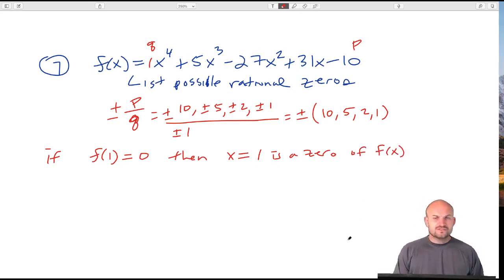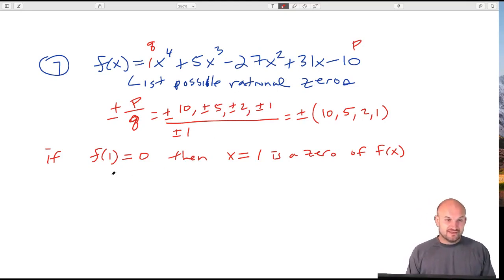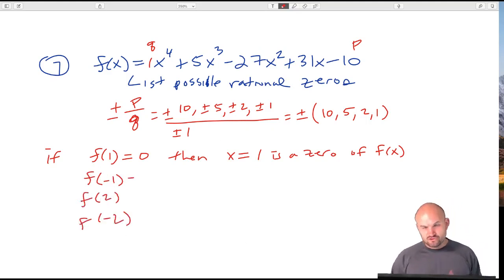Yeah. So basically what we would do in this case is list all the possible rational zeros. You plug in f of 1, so you plug in 1 for all of these x's. And if you get 0, well then guess what? You have a rational zero, and then you just move on. Let's say 1 was not. Then you do negative 1, right? And then you do 2. And then you do negative 2. And you can just see how crazy this can get.